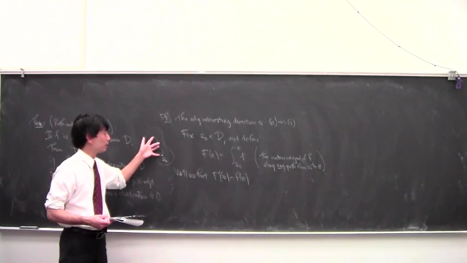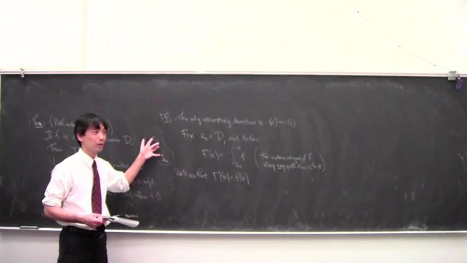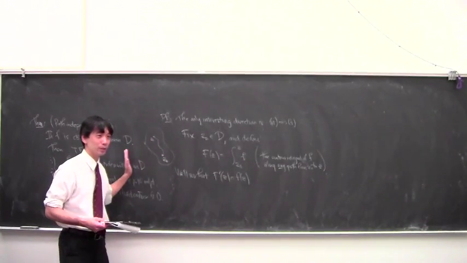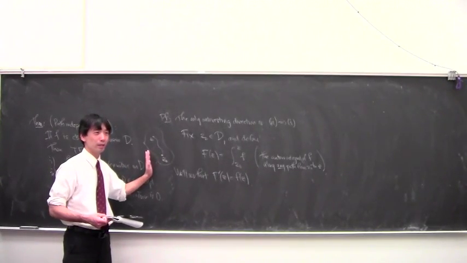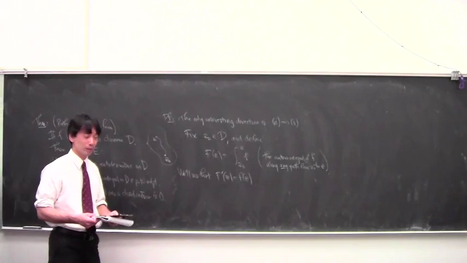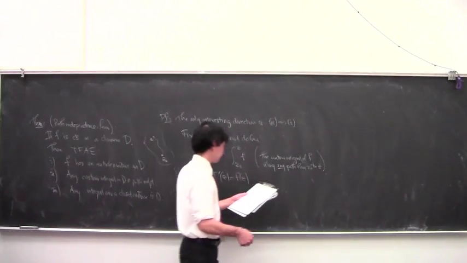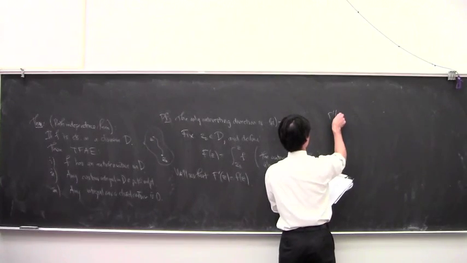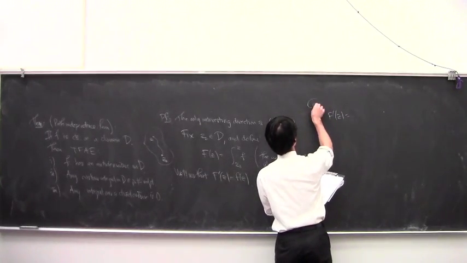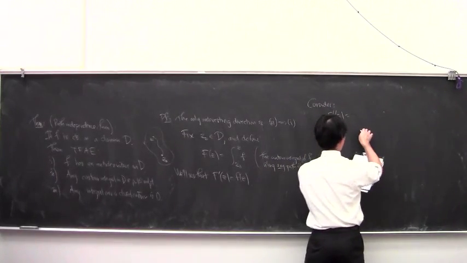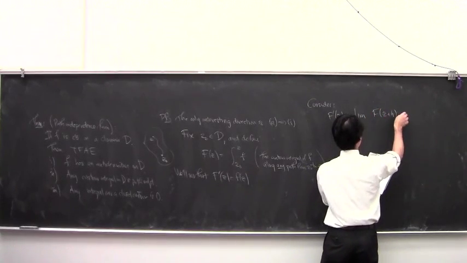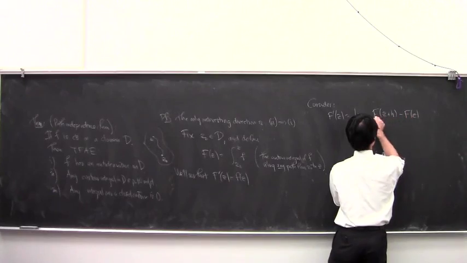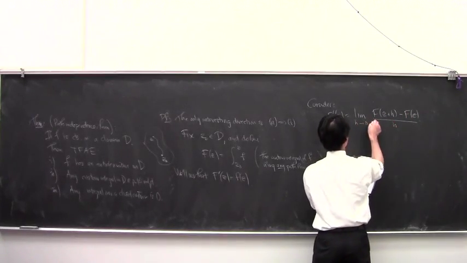It's clearly related to your original fundamental theorem of calculus, where you create an antiderivative by integrating your function along the interval. Okay, so what do you do? You say, well, okay, let's look at F prime of z. So consider F prime of z, which is the limit of F of z plus h minus F of z over h, where h is some complex number, as h goes to 0.